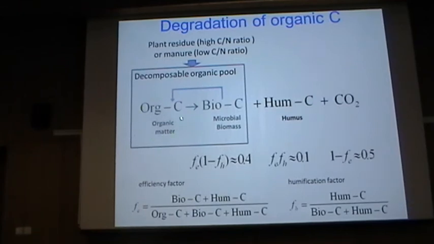Degradation of the organic carbon results in three components: biomass carbon, humus carbon, and carbon dioxide. We assume the ratio of each component is constant, described using two factors, defined like this: an efficiency factor and a humification factor. The ratio of humus might be different depending on the organic matter, but the ratio of carbon dioxide will be around 50%.